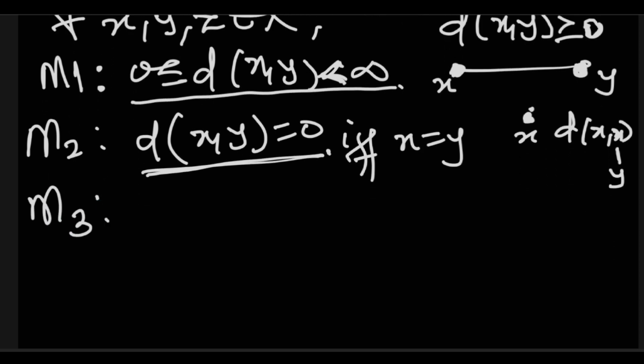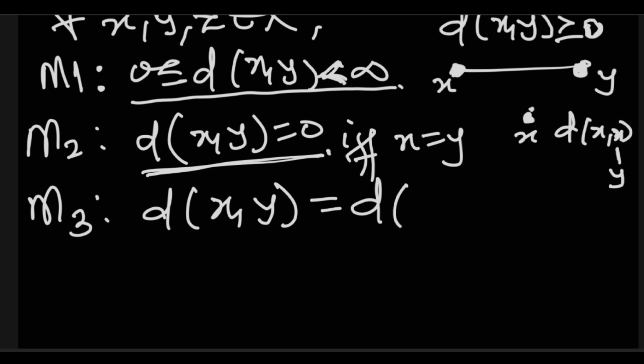Then the third condition is symmetry. Your distance from x to y is actually the distance from y to x. That is what we call symmetry.